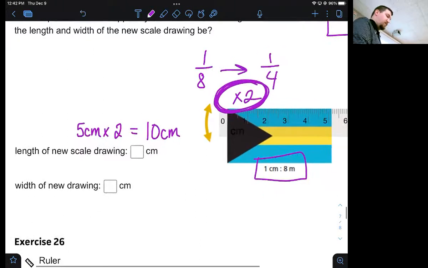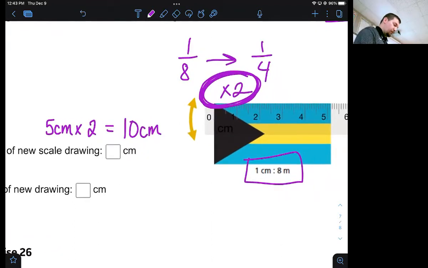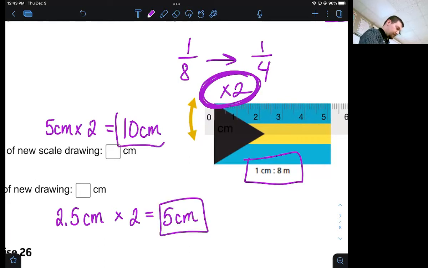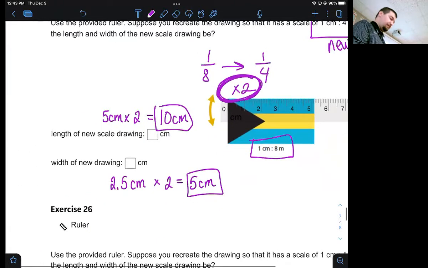Now, I don't have the measurement of the width. Will someone tell me what the measurement of the old width is if you rotate your ruler? What is it, Andrea? It's 2.5. So when you measure it on the ruler, you're going to get 2.5 centimeters. Thank you for doing that. And so if the old width was 2.5 centimeters, the new width, which is twice as big, is going to be how many centimeters? 5 centimeters. I didn't measure the width, so you had to measure it yourself there. I don't have a picture of that one.